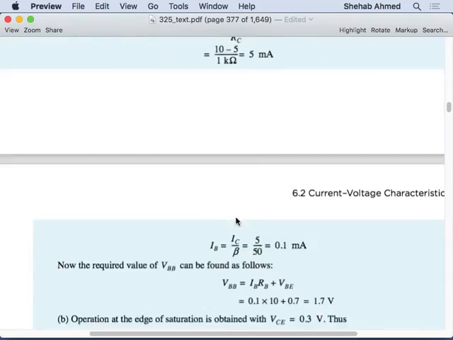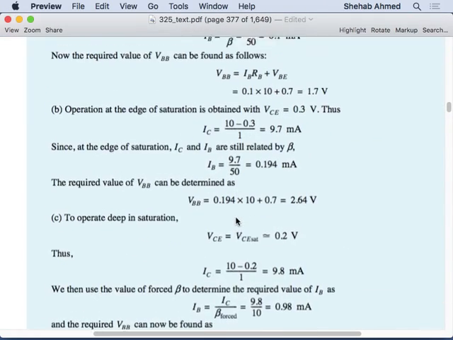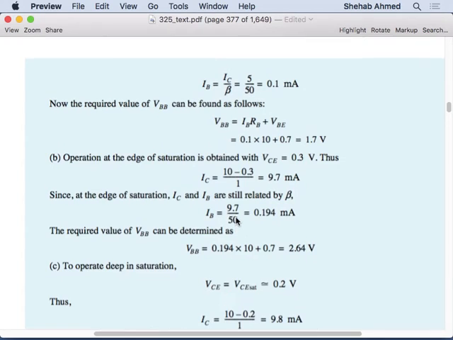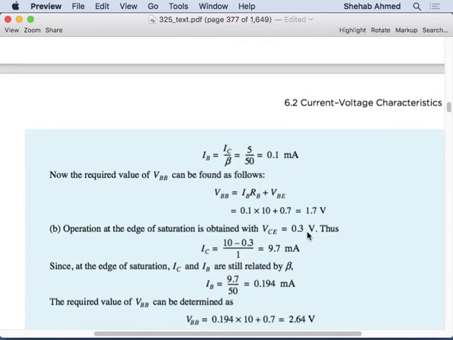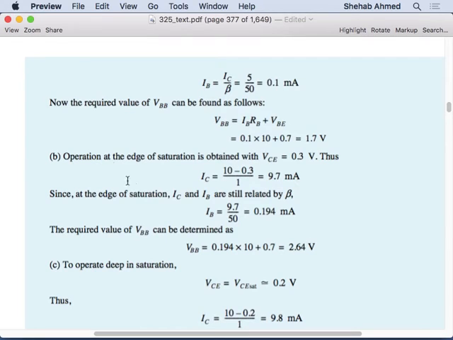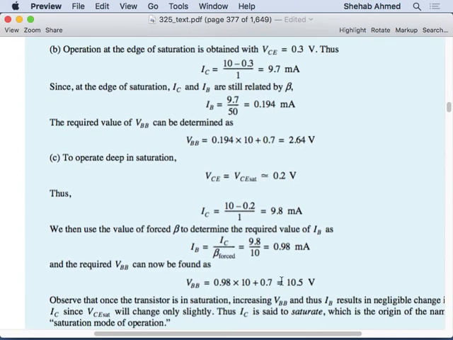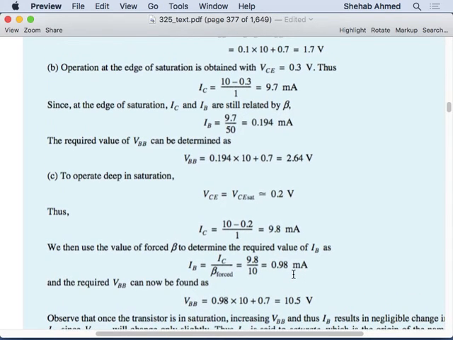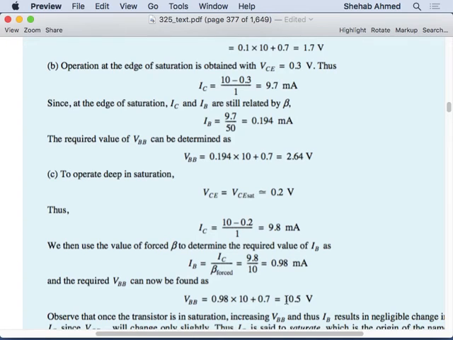So they just put some comments here. If you look at the values, in the first case, in the active region, VBB was about 1.7, right? At the edge of saturation, VBB was about 2.64. Deep in saturation, VBB was 10 volts, right? Very different. But the idea is, here it's 10 volts.